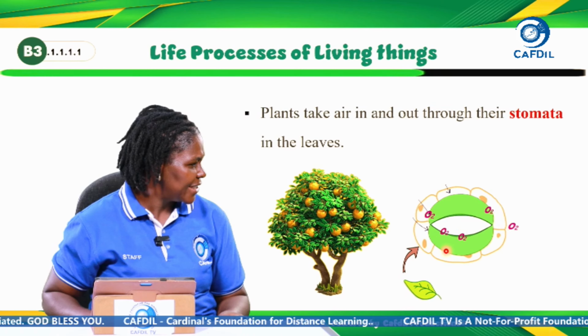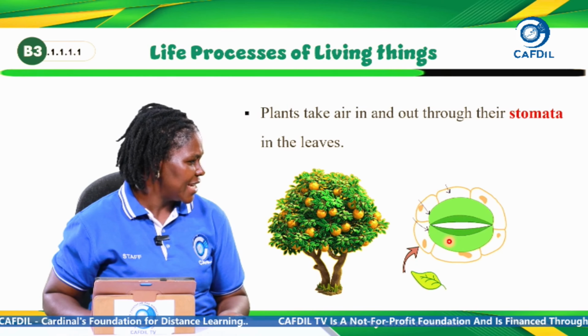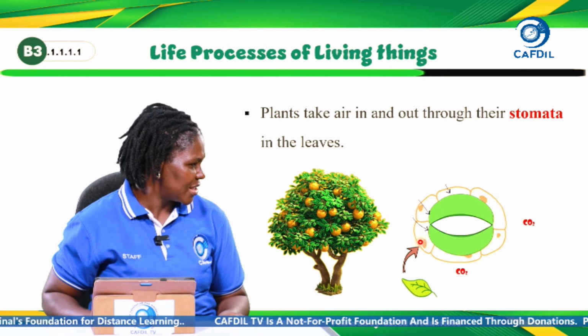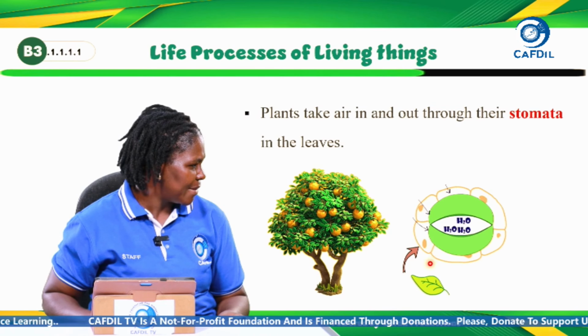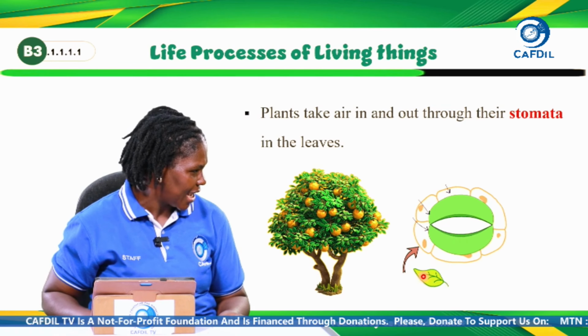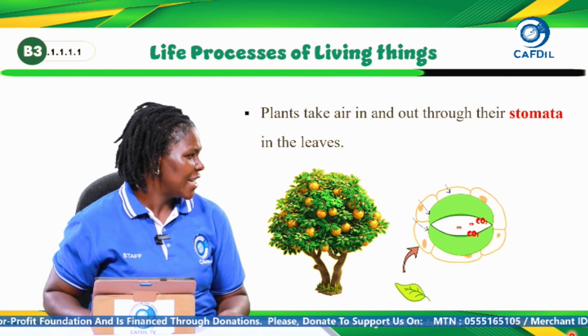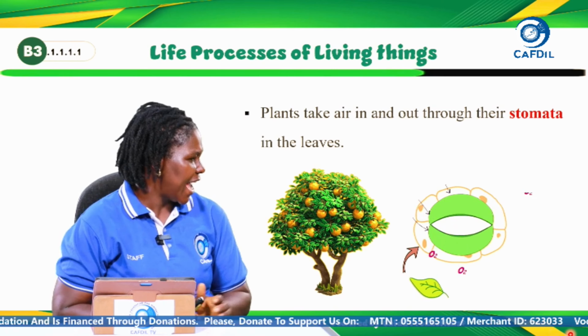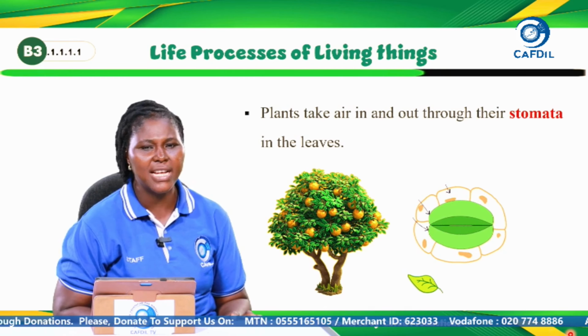And the air: plants take in carbon dioxide and come out with oxygen and some water. Good. So plants take air in and out through their stomata in the leaves.